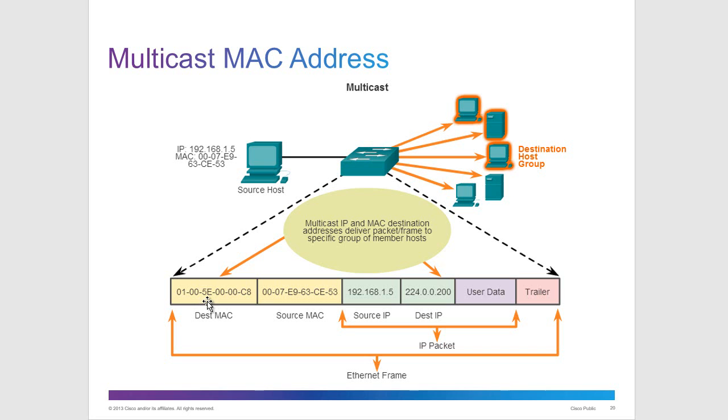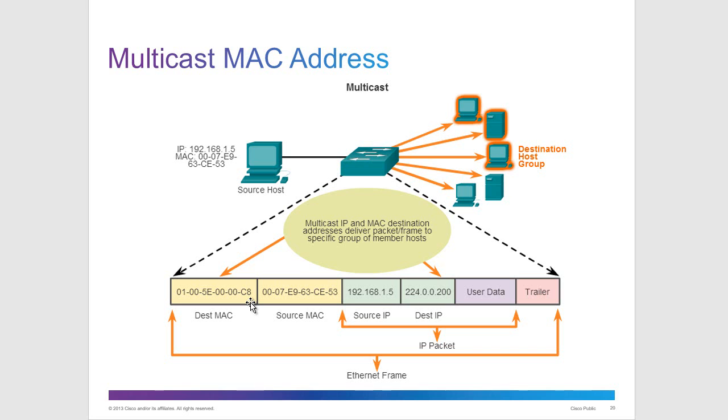01005E is for multicast. This last value is calculated based on the host bits of this address over here. So you've got 200 in the host bits, and C8 actually is 200. So it's going to calculate and make that match basically. So that 200, if you take C, that's 12 times 16, which is 192, plus 8, that's 200.